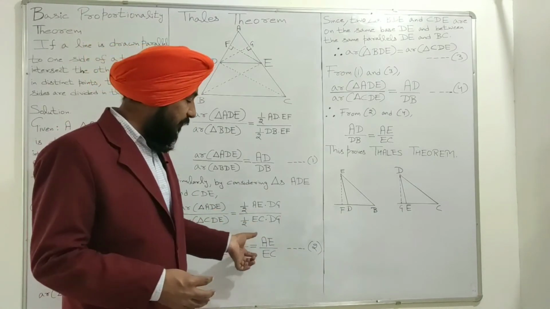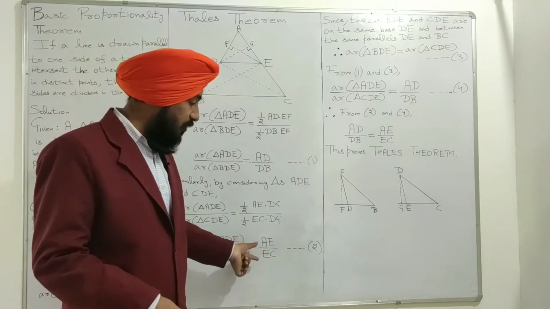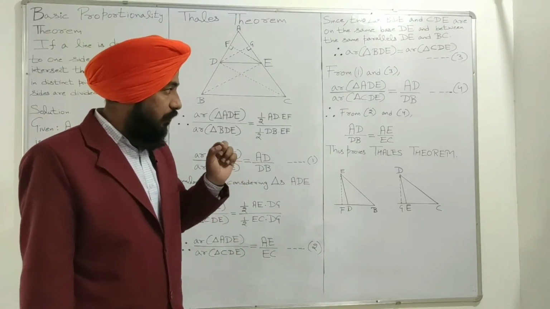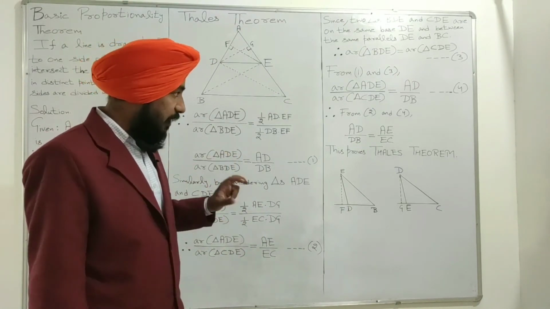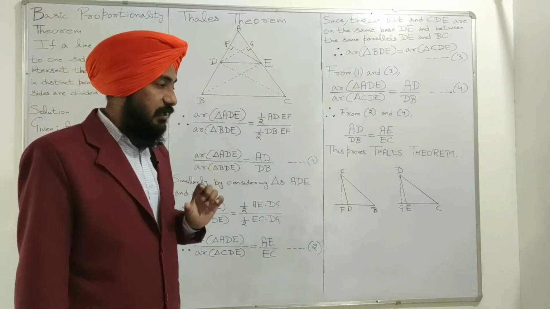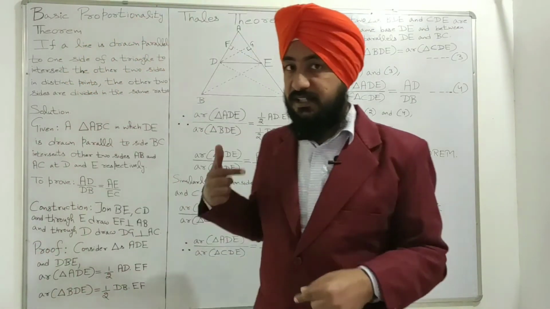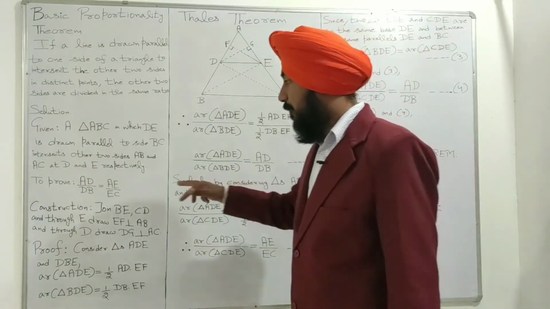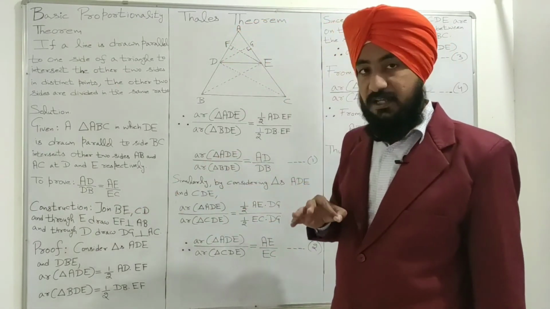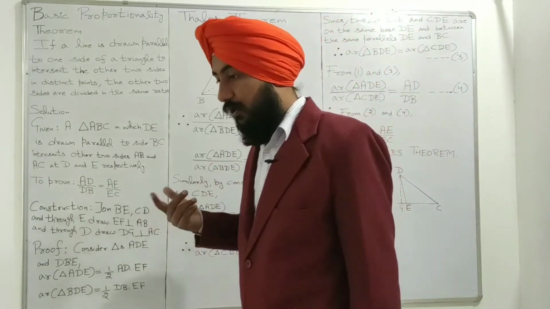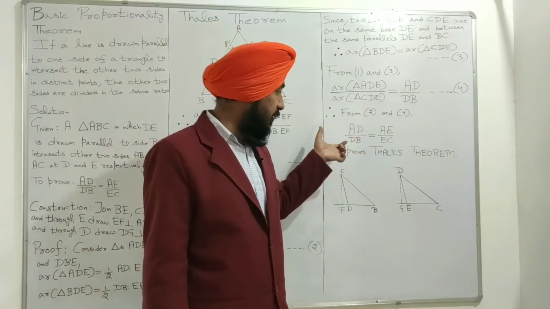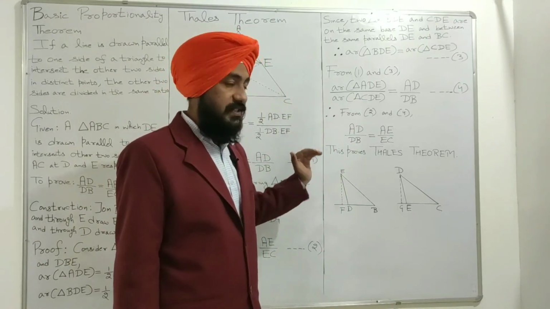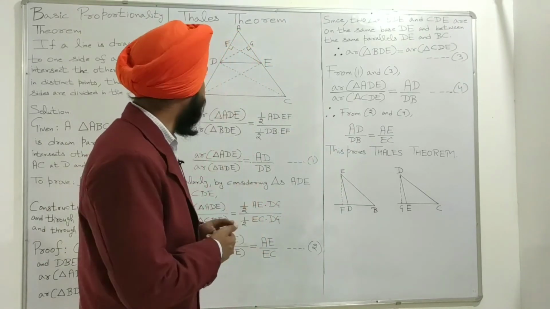Writing the right hand sides of equation number 2 and equation number 4 equal, we get AD upon DB is equal to AE upon EC. This is what we want to prove in this Thales theorem or basic proportionality theorem. So I have proven that AD upon DB is equal to AE upon EC. So this proves Thales theorem. It is the result of Thales theorem.